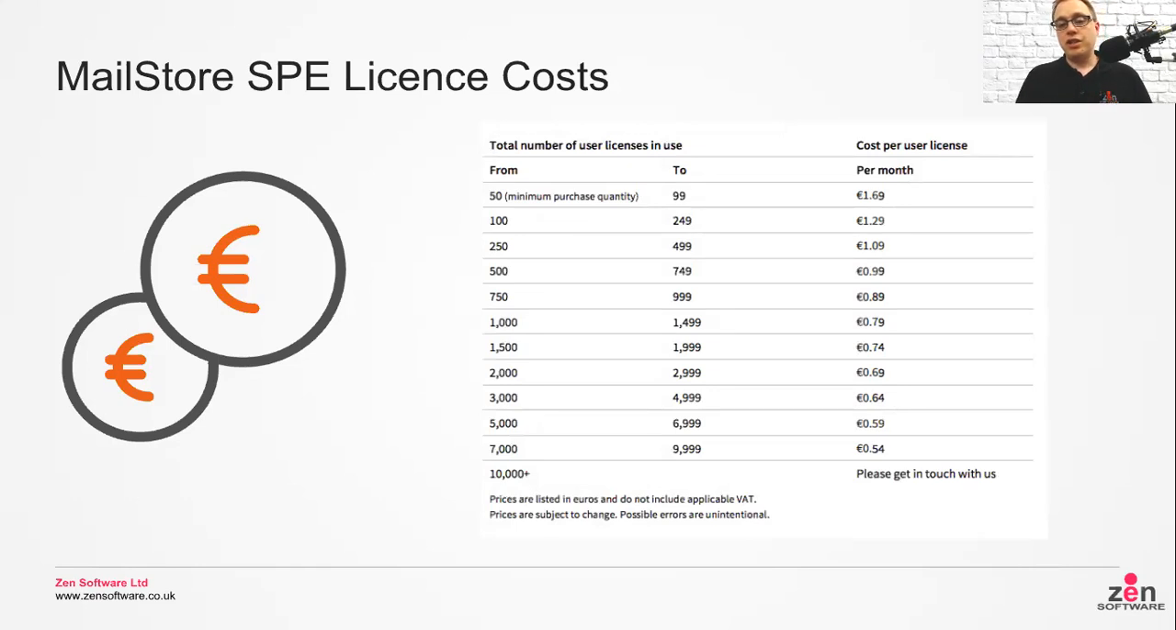That slide's really there just to give you an idea of the cost brackets, because even though it's per user per month, the cost per user drops quite quickly the more users you have in total. So if you're in the realms of several hundred users, then the price per user is significantly less.